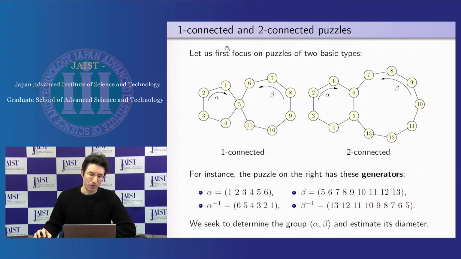So let's first focus on 1-connected and 2-connected puzzles. These are just 2 cycles which share 1 node or 2 nodes. And the generators are, of course, just the 2 cycles plus their inverses.